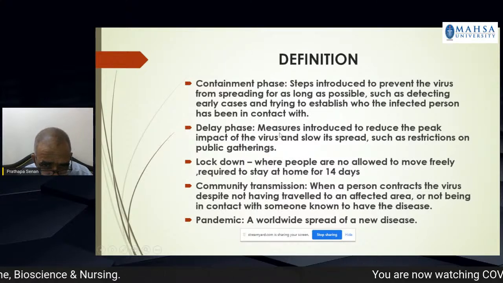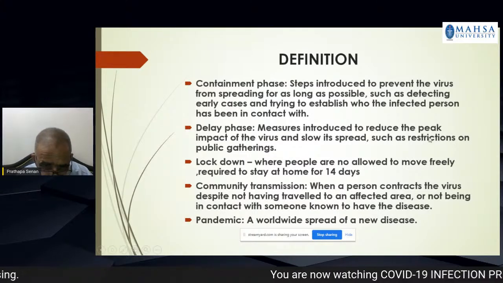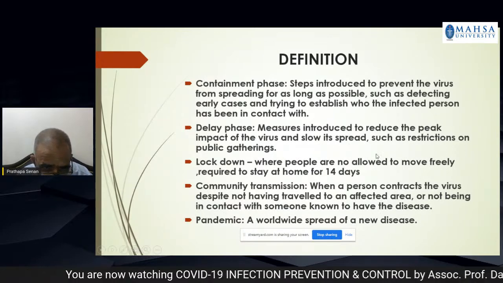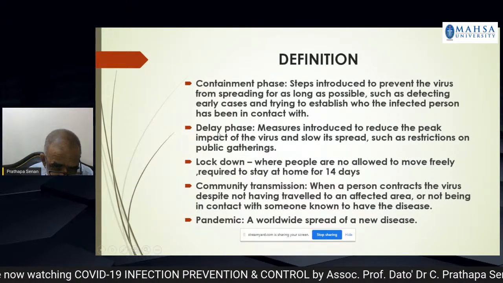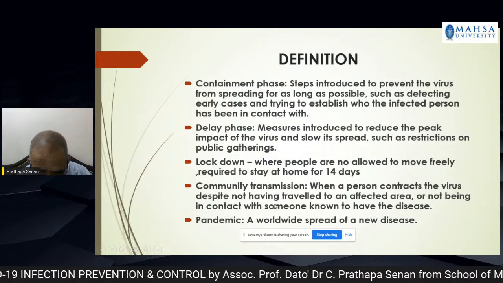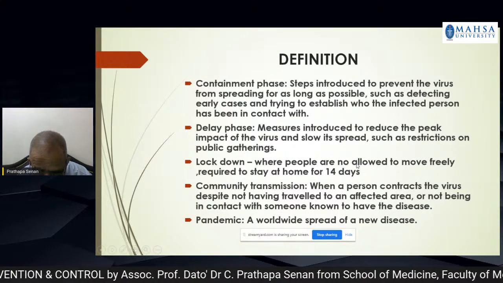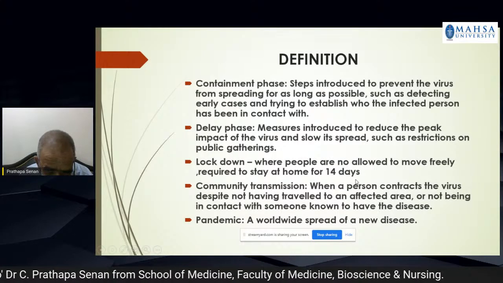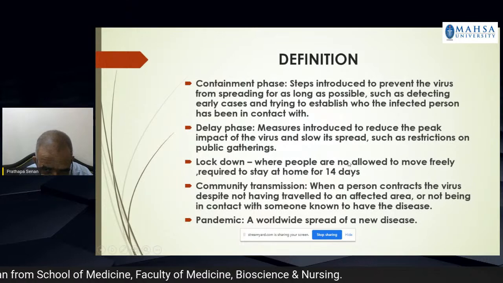Delay phase: measures introduced to reduce the peak impact of the virus and slow its spread, such as restrictions on public gatherings, and lockdown, where people are not allowed to move freely and are required to stay at home for 14 days.